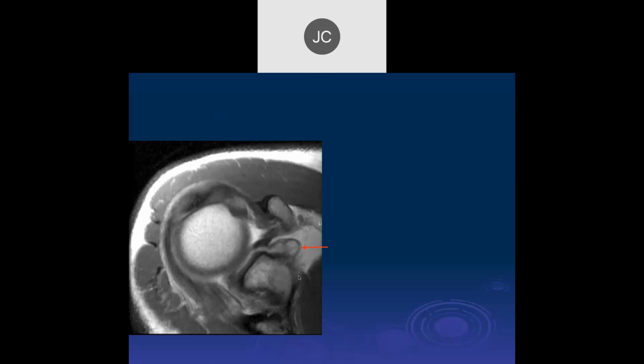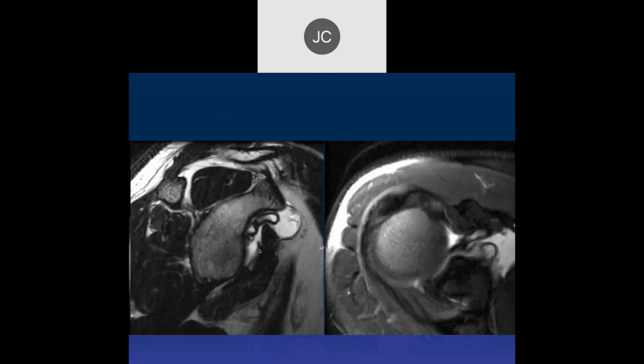And here you can see a nice paralabral cyst. These paralabral cysts, you commonly see them associated with anterior and posterior supralabral tears. So they can be very helpful in making you feel comfortable about confirming your diagnosis that it's actually a tear and not just a superior recess. And here we can see that cyst.